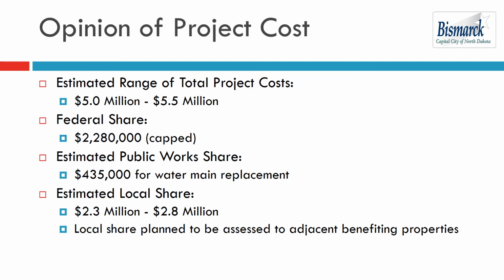To assist in these costs, the city has applied and has been approved for federal urban grant funds up to $2.28 million distributed by the North Dakota Department of Transportation. The city's Public Works Department will be covering $435,000 needed for the water main replacement project. After that, this leaves a balance of $2.3 to $2.8 million that is planned to be special assessed to the adjacent benefiting properties.